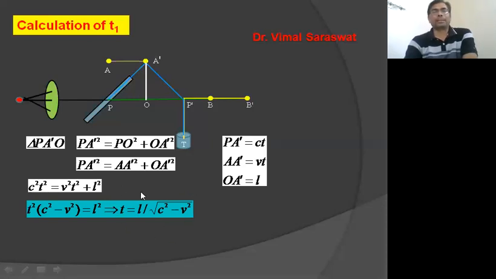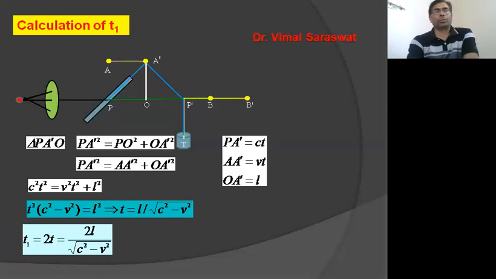This is the time taken by the beam in moving from P to A'. The same time is taken by the beam in moving from A' to P'. It means T1 is equal to twice T, equals 2L upon root of c² − v².